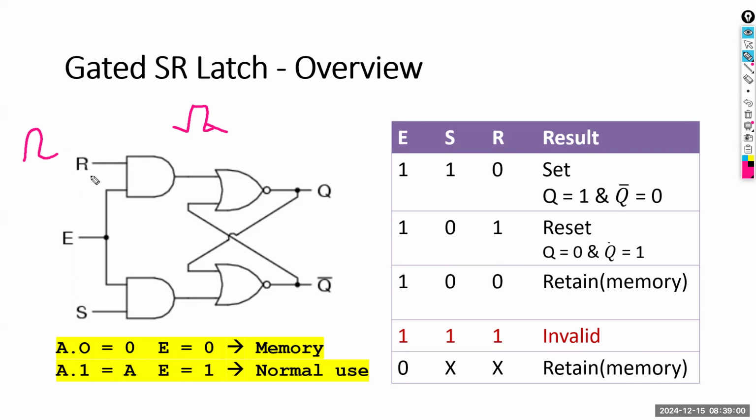Right? So therefore, we want to make sure. Now earlier we relied on S equals 0, R equals 0 for memory. But there's a possibility of stray signals coming here.